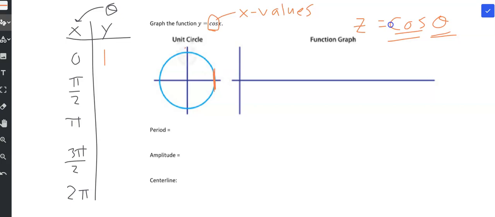How about pi over 2? What is the x value at pi over 2? Yeah. That is back to 0. How about the x value at pi? Negative 1. Okay.